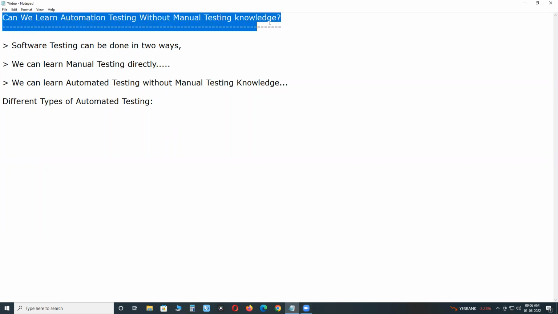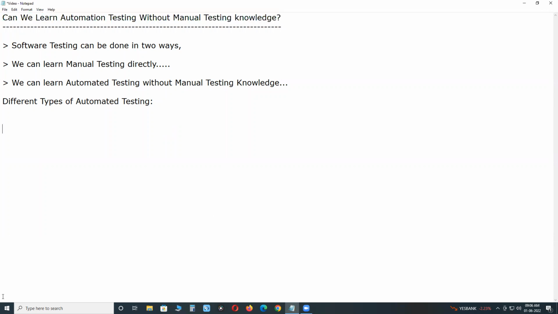Can we learn automated testing without manual testing knowledge? Before that, I will explain some concepts. First, software testing can be done in two ways. One is manual testing: testing computer software manually without using any test tools or automation scripts. Second is automated testing: testing computer software using any test tool or automation script.